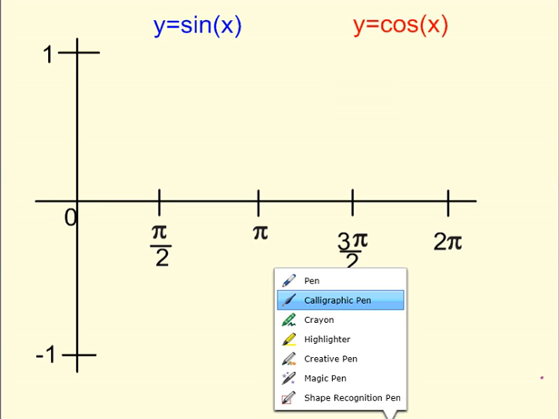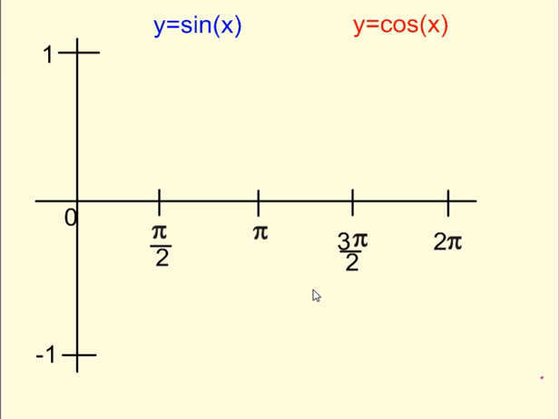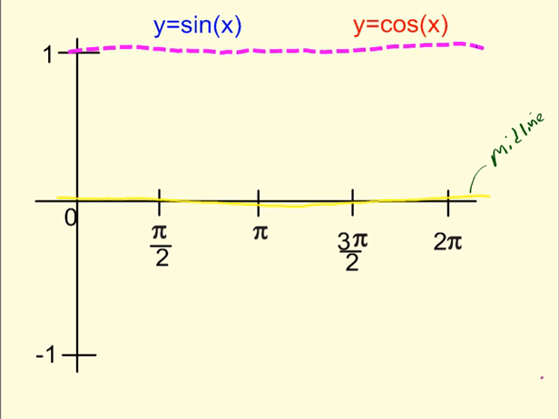So let's take a look at the generic parts or the characteristics of our sine and cosine graph. Our midline for our sine and cosine graph is typically at y equals 0. Our maximum for our sine and cosine graph is typically at 1. And our minimum for our typical sine and cosine graph is at -1.